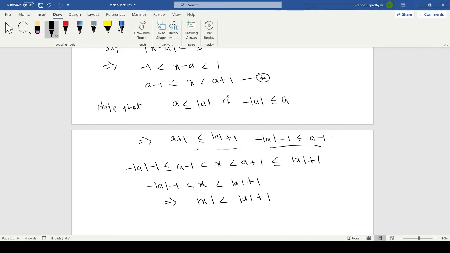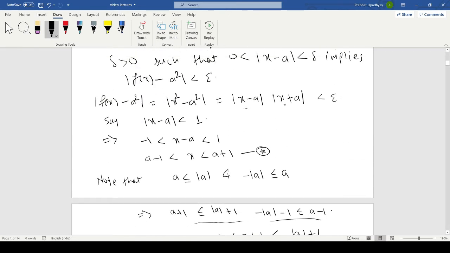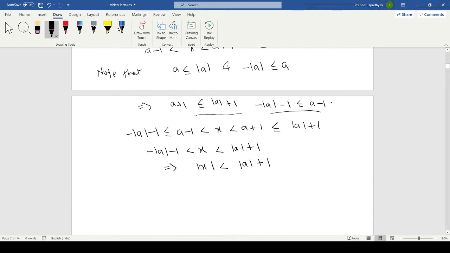But remember, we want a condition on mod x plus a, and we have got a condition on mod x. So consider mod x plus a. By using the triangle inequality, you can say it is less than or equal to mod x plus mod a.